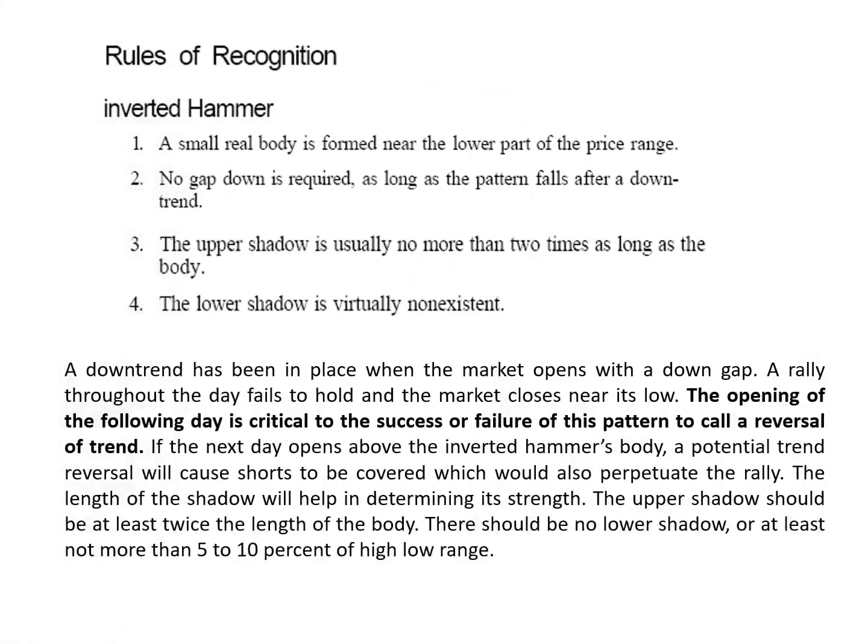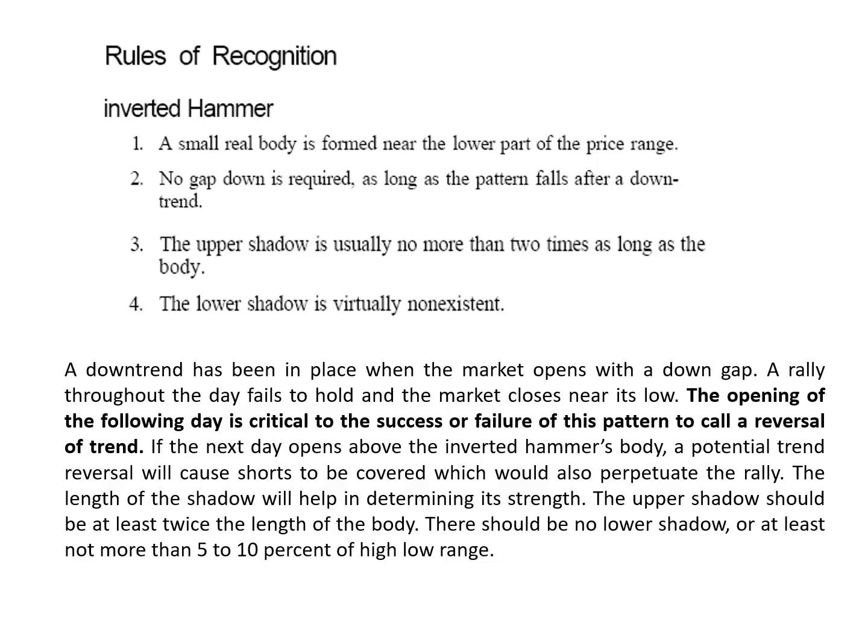Rules of recognition. The small real body forms near the lower part of the price range. In case of the inverted hammer, it is at the lower range of the price range. In case of the hammer, it forms at the upper part of the price range. No gap down is required as long as the pattern forms after a downtrend, so there should be an existing downtrend in place. The upper shadow is usually no more than two times as long as the body. The lower shadow is virtually non-existent.